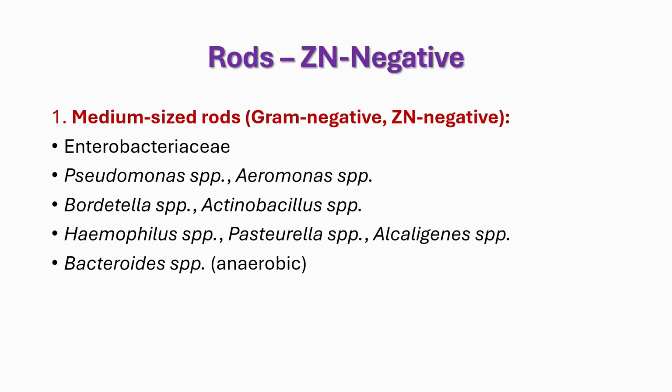Next is gram-negative rod that is Ziehl-Neelsen negative. Under that, so many groups are there. First one is medium-sized rod. Bacteria like Enterobacteriaceae, Pseudomonas, Aeromonas, Bordetella, Lactobacillus, Haemophilus, Pasteurella, Alkaligenes, and anaerobic Bacteroides are all gram-negative, Ziehl-Neelsen negative rods. These bacteria are important pathogens in both humans and animals.